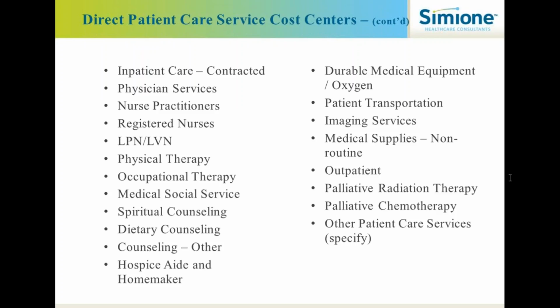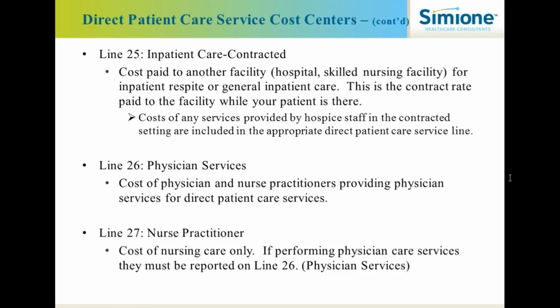So here's a list of the direct patient care service cost centers. I'll just take a moment to take a look at them. You'll see that there are many expanded cost centers here. You'll see you have a line for your inpatient care, which is contracted, your physician services, your nurse practitioners, your RNs versus your LPNs, all your therapy costs, DME, oxygen, patient transportation, your medical supplies, which are non-routine, so remember patient-specific, any outpatient services, your radiation, and your chemotherapy.